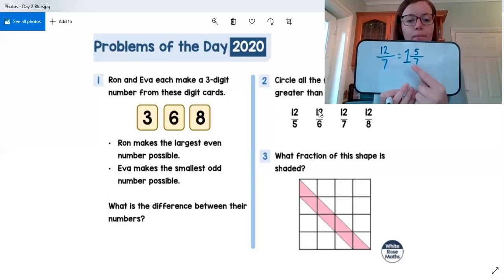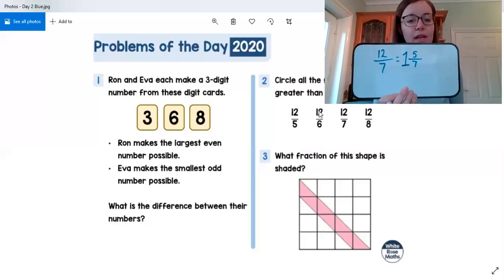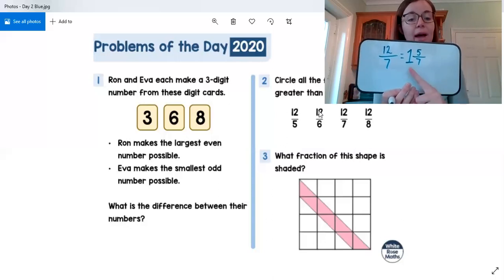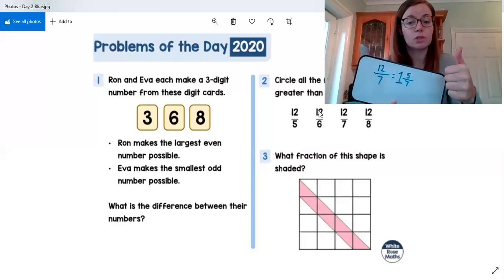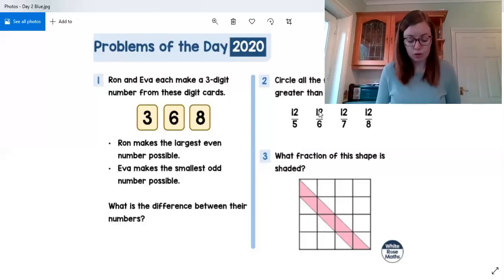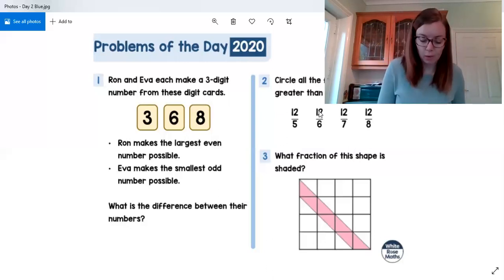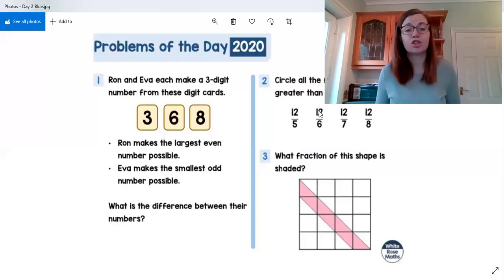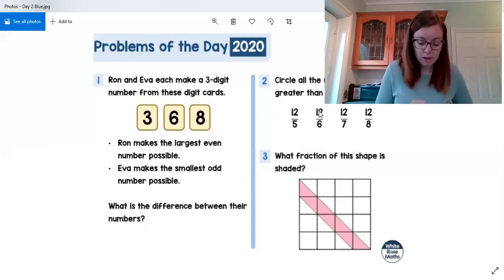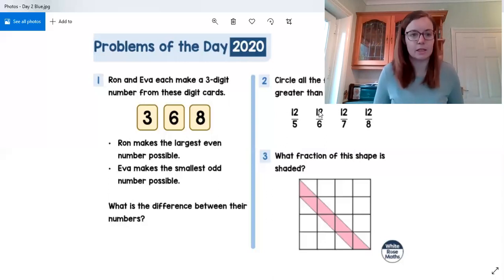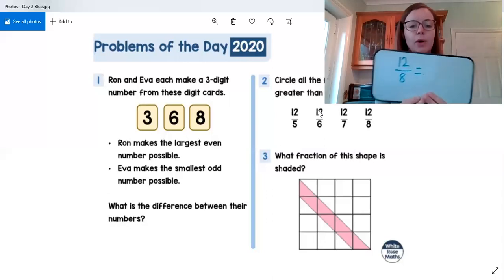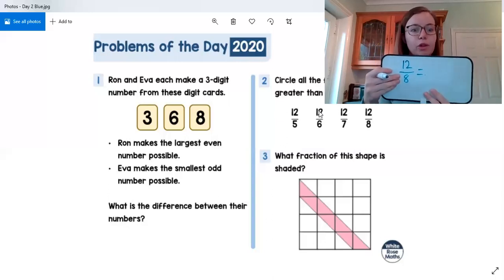Is this bigger than 1? Yes, we've got a whole and 5 sevenths. Is it less than 2? Yes, we have not reached 2 wholes. So 12 sevenths counts. Brilliant. We're going to use 12 sevenths and circle that one. And the last fraction, you may have seen where this is going now. Let's try 12 eighths. And let's turn this into a mixed number. So how many full eighths or full pizzas can I fit inside of 12?